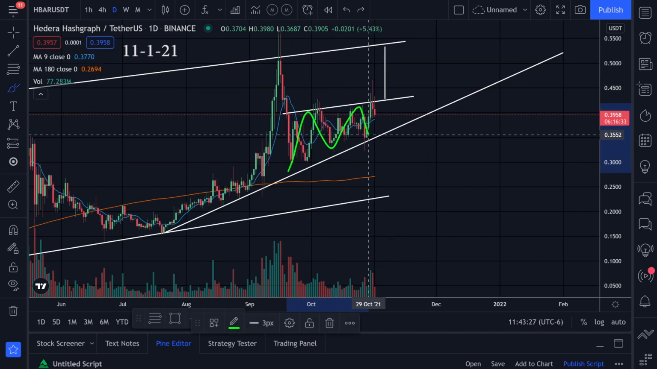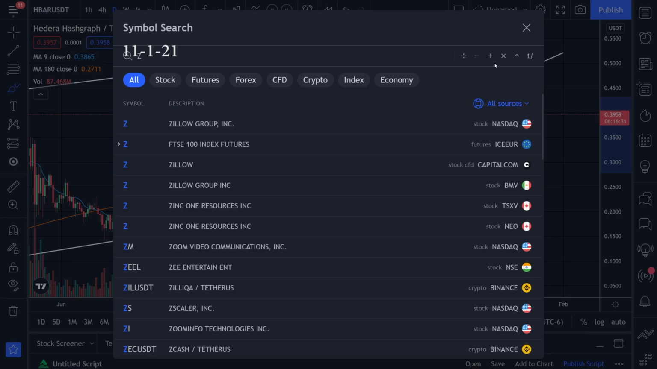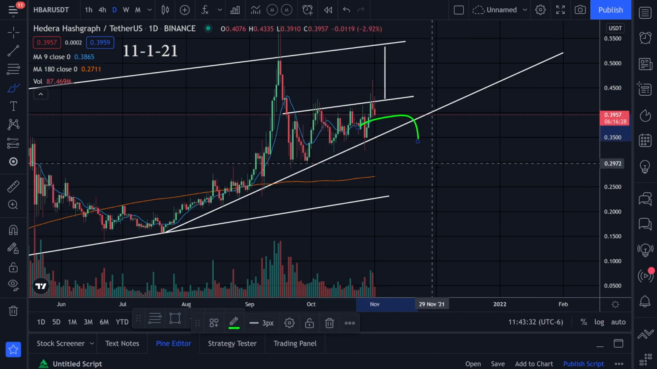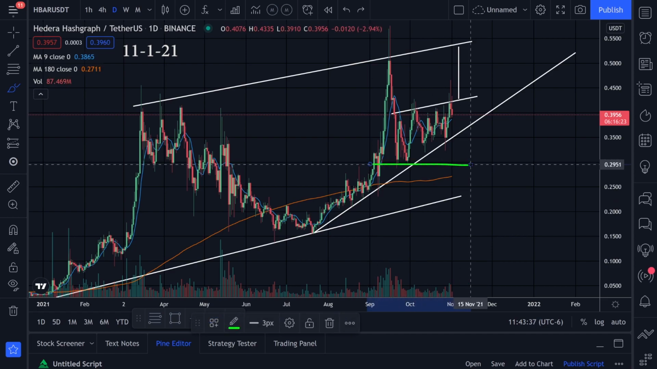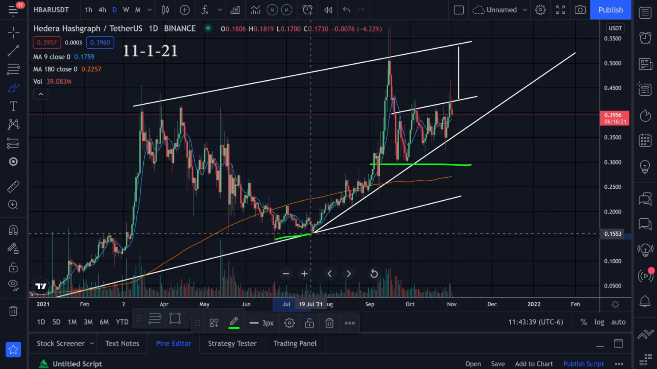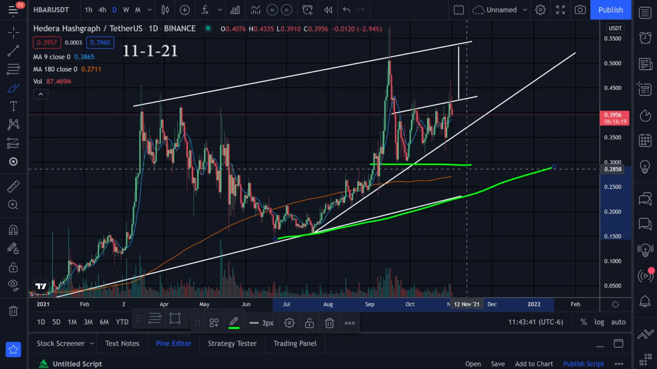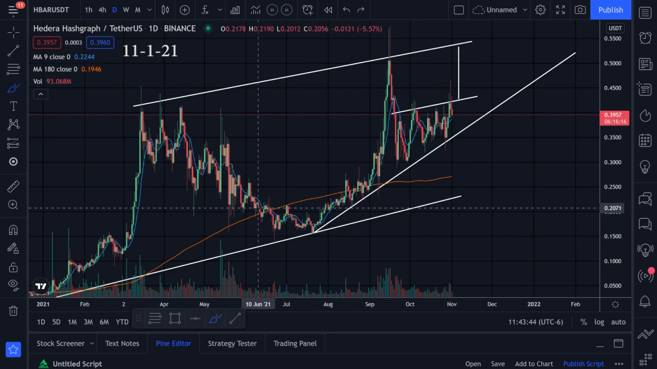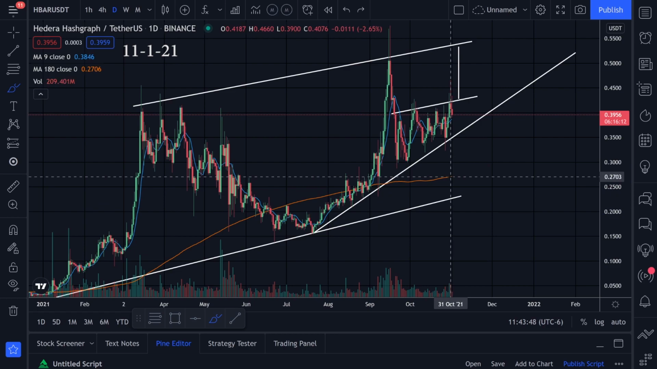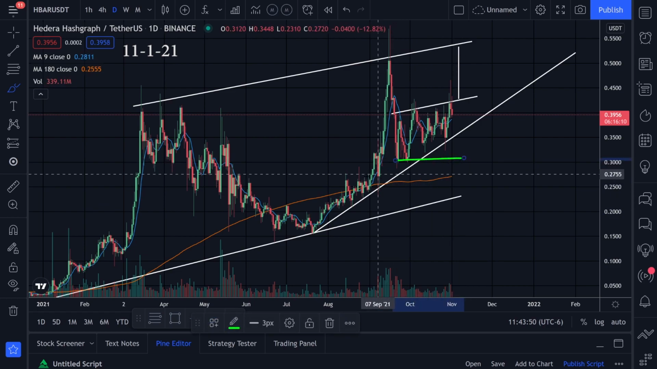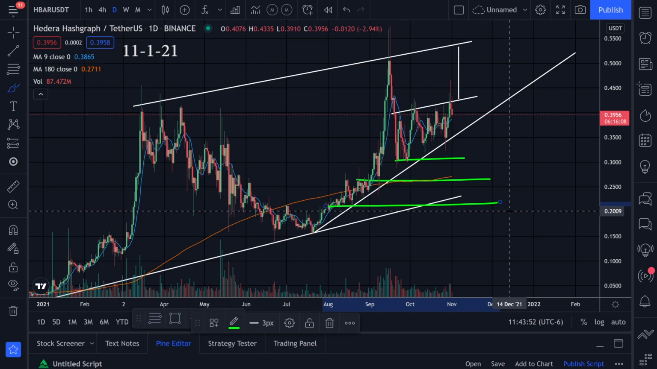If not, I'd be just watching this channel pattern for a break to the upside or to the downside. If it breaks to the downside, like I was saying, I would be watching this previous support, or maybe this trend line coming up right here. There's also this 180 moving average that's coming in right here. This looks like it's around .27. So here's a couple levels that I would be watching.